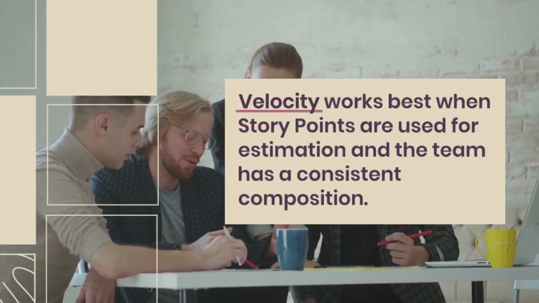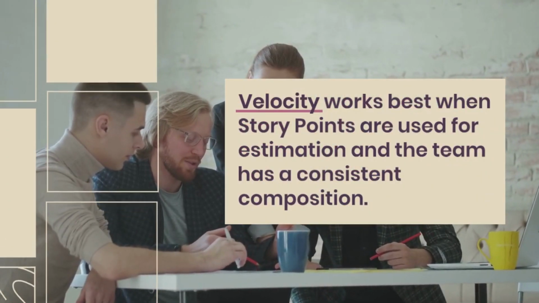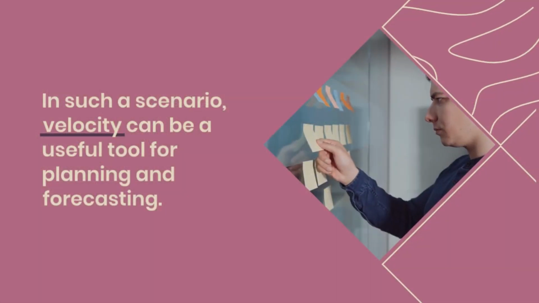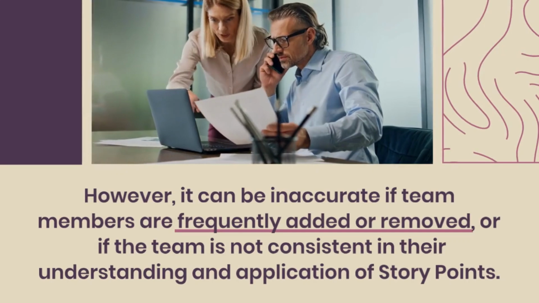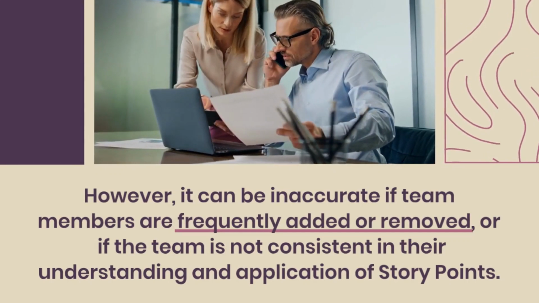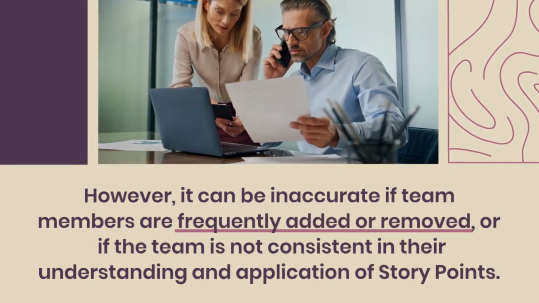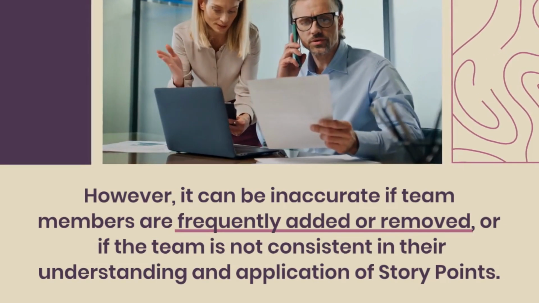Velocity works best when story points are used for estimation and the team has a consistent composition. In such a scenario, velocity can be a useful tool for planning and forecasting. However, it can be inaccurate if team members are frequently added or removed, or if the team is not consistent in their understanding and application of story points.